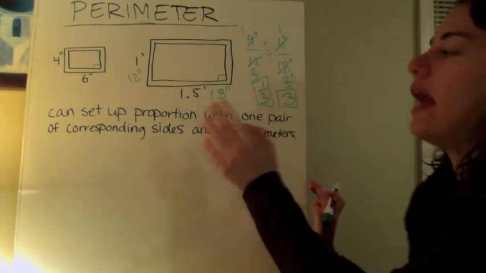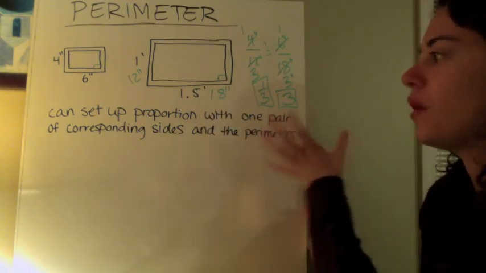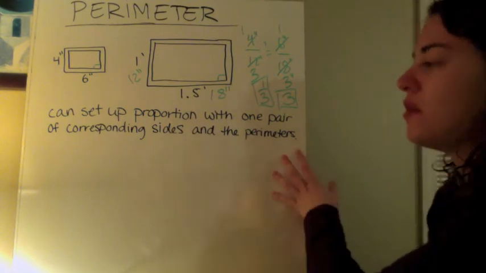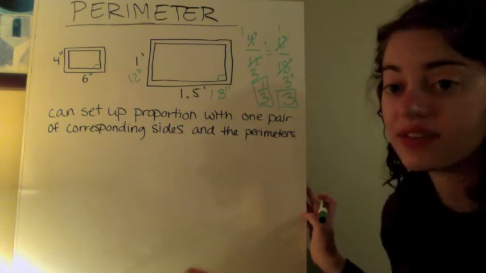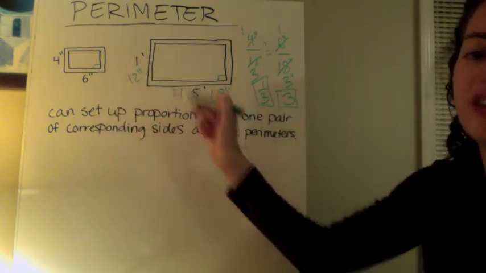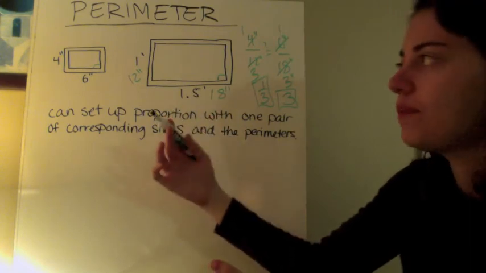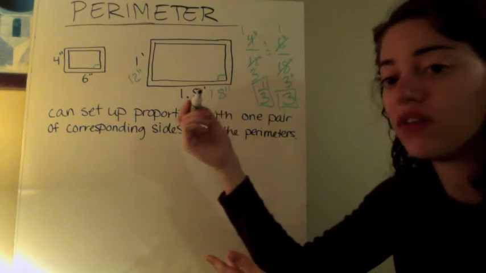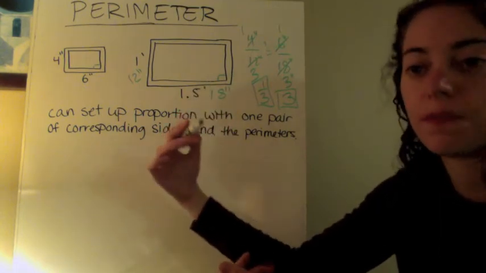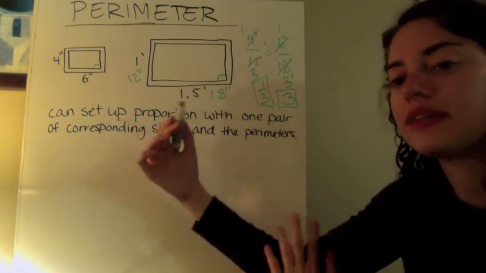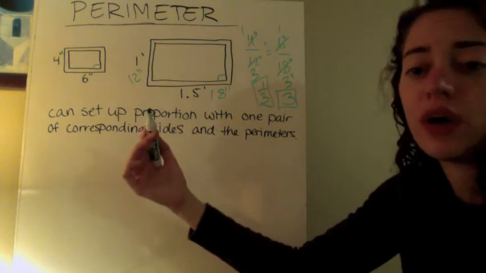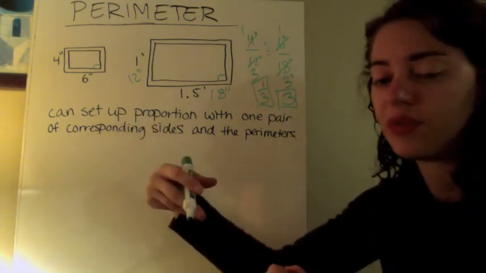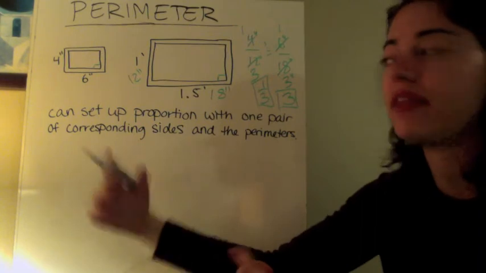Now, can I set up a proportion with one pair of corresponding sides and the perimeters? The answer is yes. Let's say I want to find the perimeter of these objects. Because I gave you the side lengths and told you it was a rectangle, you could find all of the side lengths and then find the perimeters. We'll do that, and we'll test to see if I knew the perimeter of one, could I just jump to finding the perimeter of the next without finding all the side lengths?